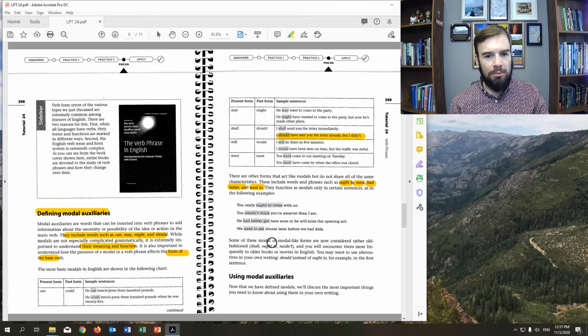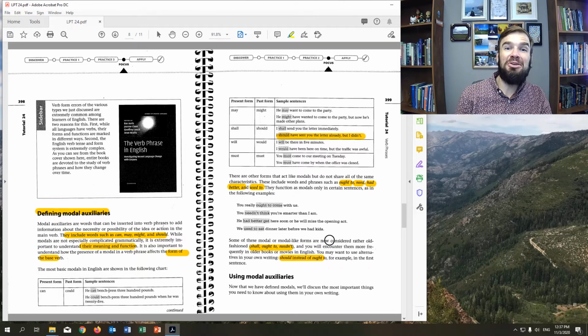Some of these modal and modal-like forms are now considered rather old-fashioned, like shall, ought to, and needn't, and you will encounter them more frequently in older books or movies in English. You may want to use alternatives in your own writing, so should instead of ought to, for example, in the first sentence. I totally agree with Professor Ferris about this. Ought to is just not used very often, even in academic writing. So should is much more common in speaking and in writing.